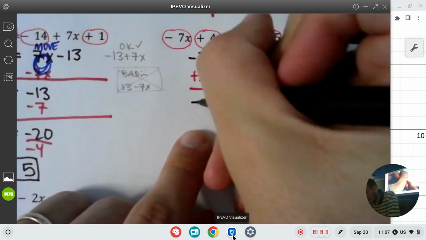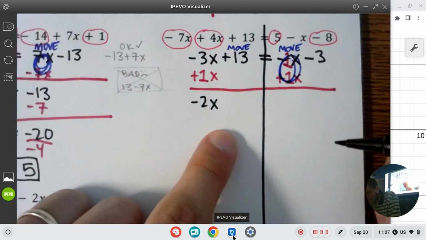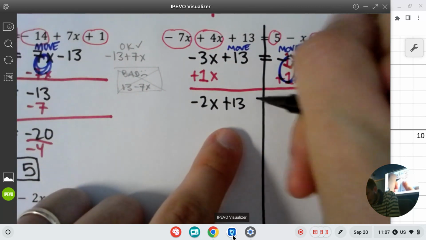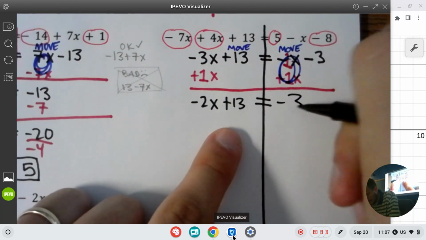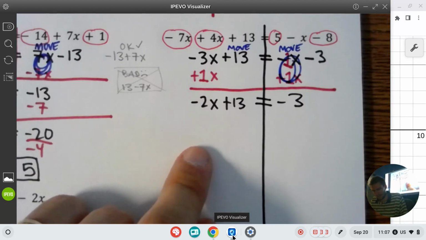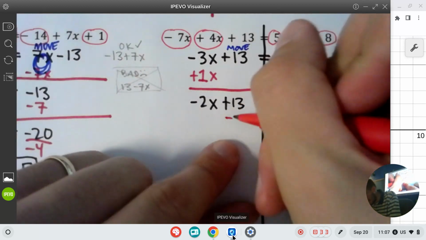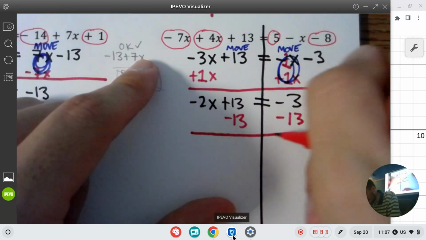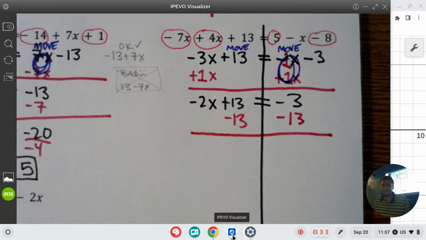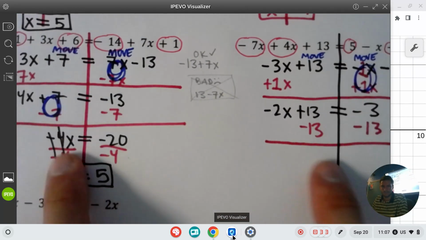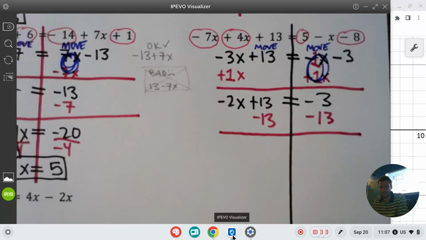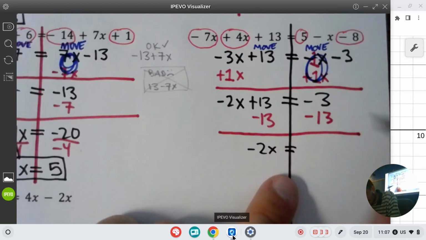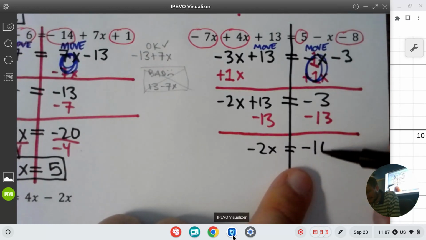Negative 2x. Bring down the 13 equals negative 3. What comes next? Minus 13. Hopefully you are thinking, wow, this is like the same thing every time, right? Look at how similar these 2 questions look. It's like the same thing. Negative 2x equals negative 16 is correct.